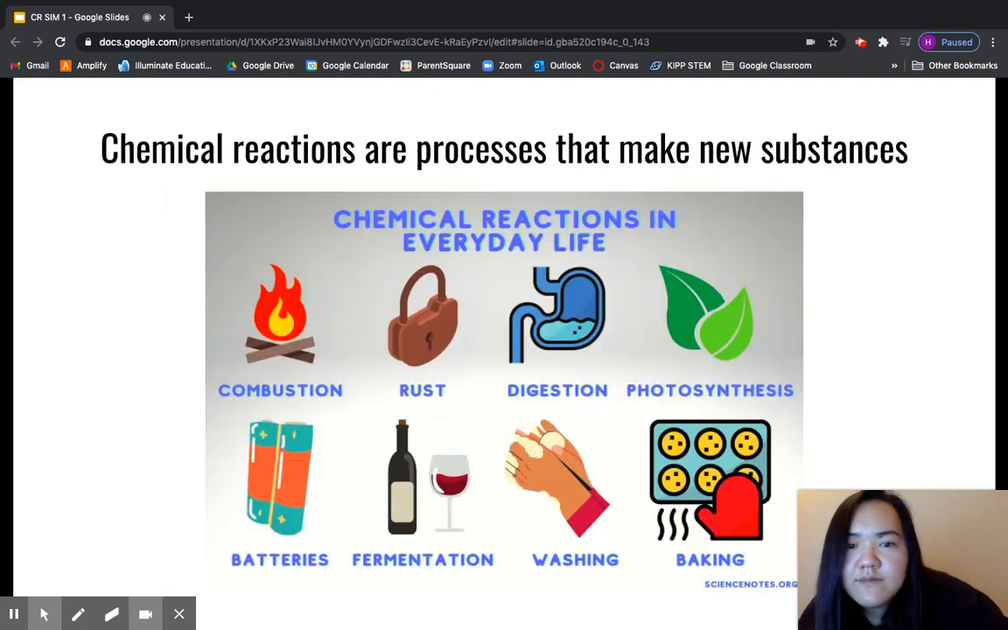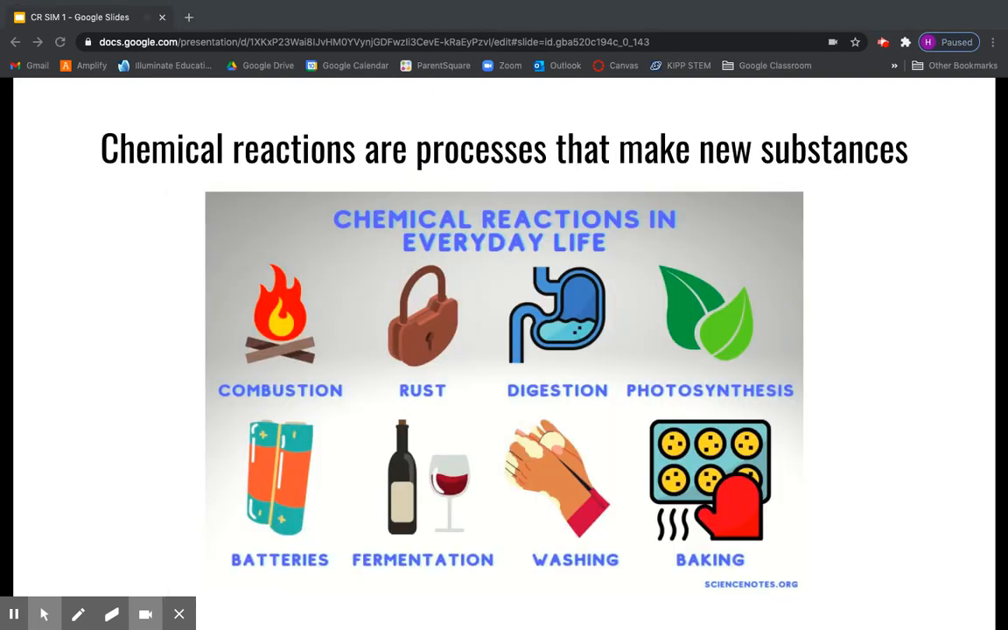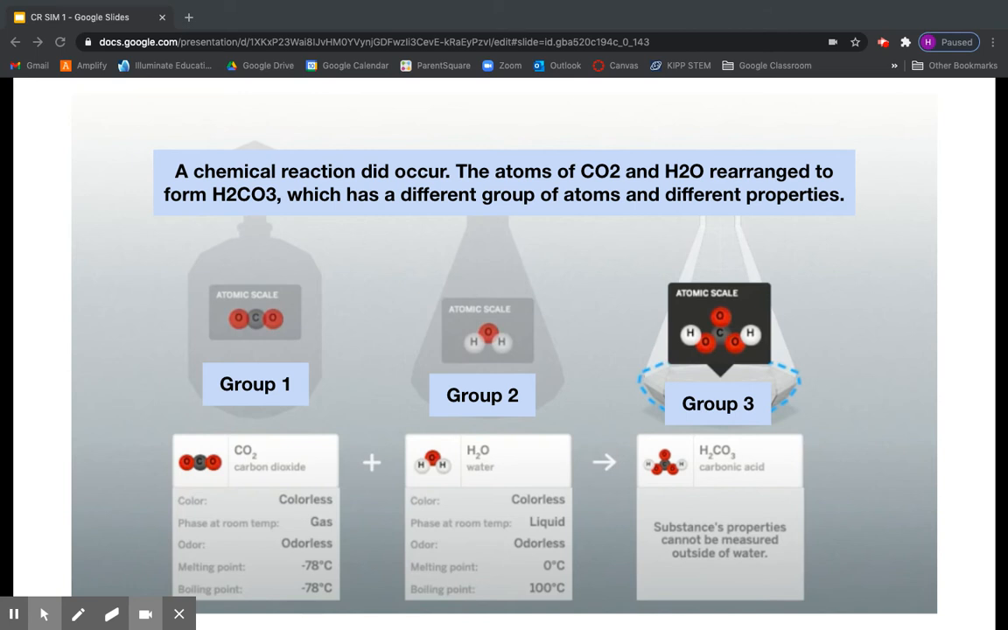Remember, in every single chemical reaction, we should have a new substance. So that means the groups have to be different before and after. So I'll just show you this slide. We started with a group of three atoms, another group of three atoms, which rearranged using the same atoms in a different order to create H2CO3. And carbonic acid has different properties than carbon dioxide and water.